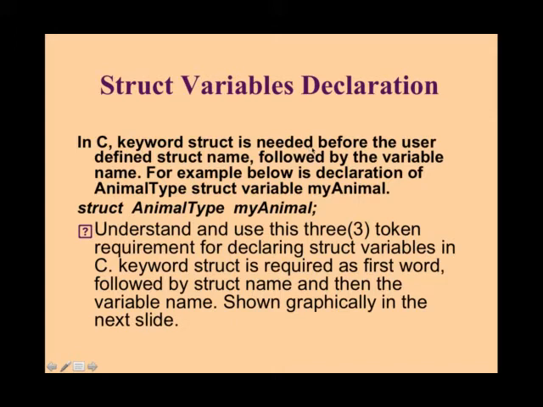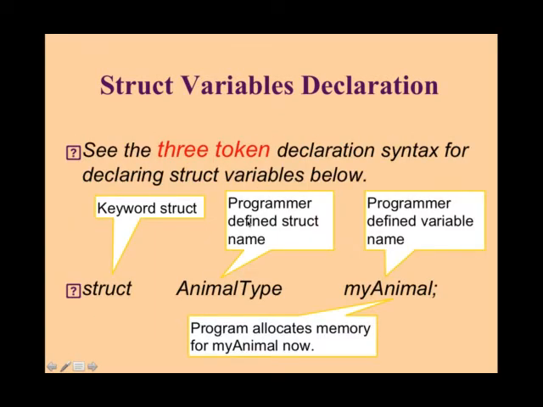So in C, the keyword struct is needed before the user-defined struct name, followed by the variable name. For example, below is a declaration of animal type struct variable myAnimal. The keyword struct, struct name, variable name. Notice 3 tokens have been used here to declare a struct variable: keyword struct first, struct name, and the variable name. We show that graphically here. 3 token declaration.